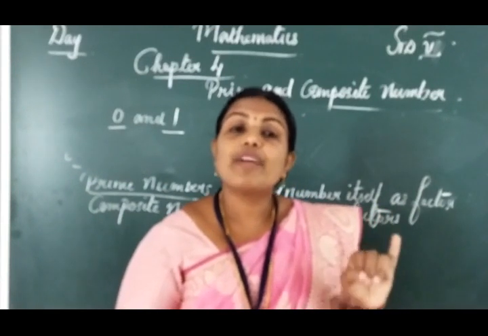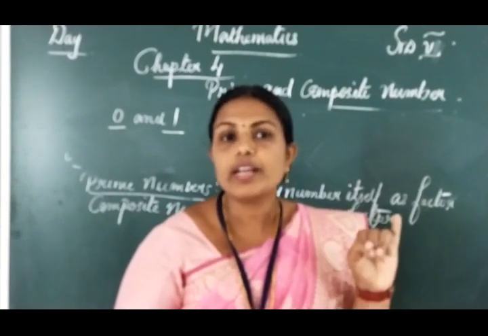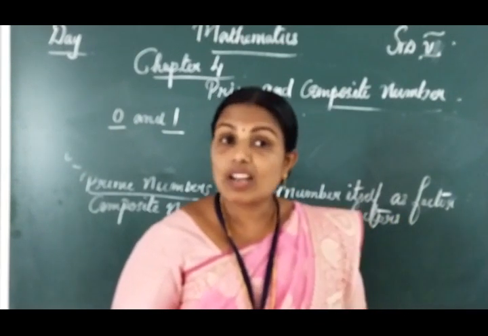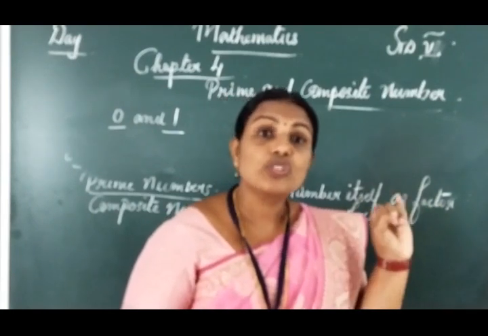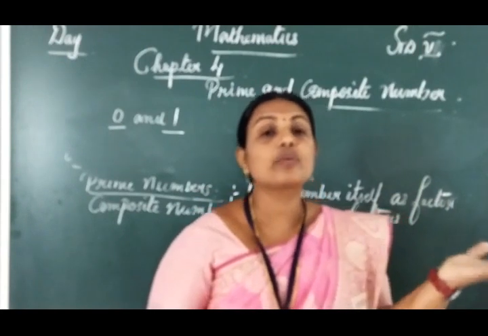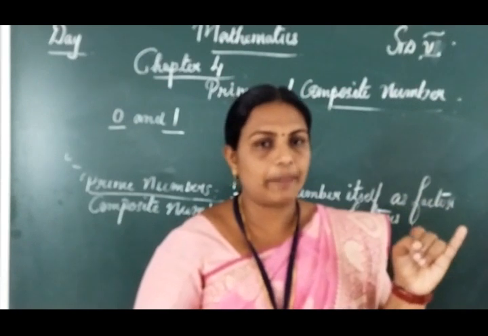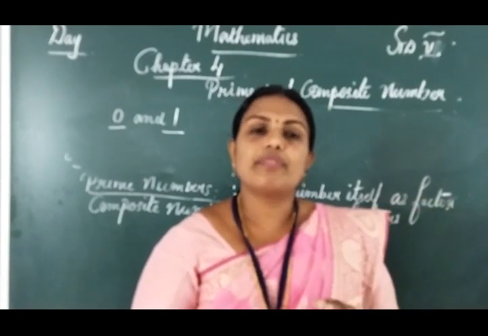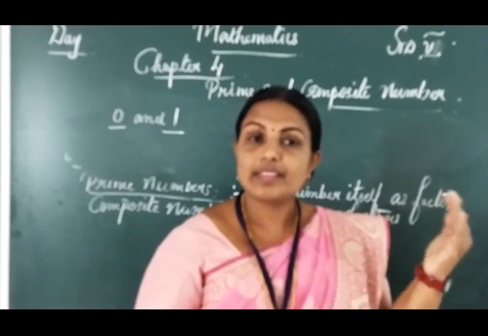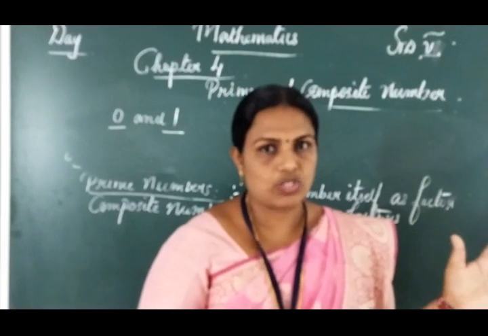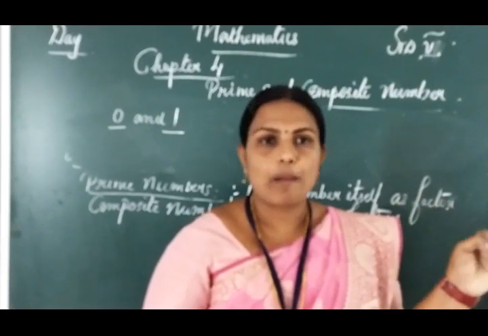What are prime numbers? Numbers with 1 and that number itself as factors are called prime numbers. What are composite numbers? Numbers having more than 2 factors. 0 and 1 are neither prime nor composite. All even numbers except 2 are composite numbers.